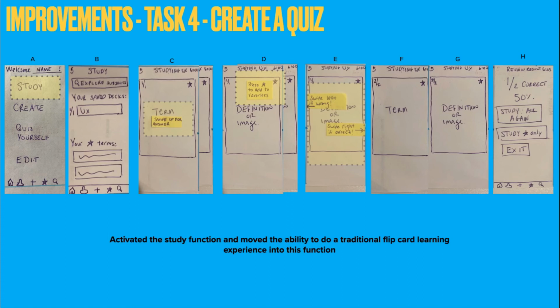All yellow post-its in wireframes C through E are pop-ups indicating how to use a button or how to perform an action. The pop-ups disappear after a few seconds or by tapping. In wireframe C, the user can swipe up for the answer. In wireframe D, they can press the star button to favorite a card. In wireframe E, they can swipe left if they got it wrong, or swipe right if they guessed the answer right. This gives the user the opportunity to study just the favorites or the entire deck all over again as shown in wireframe H.